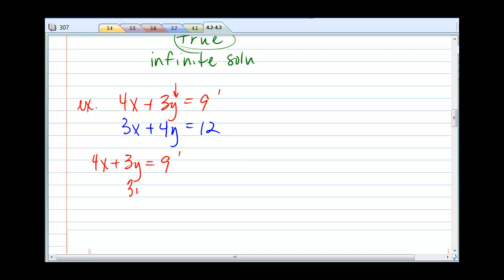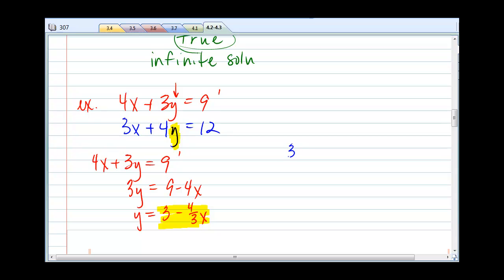So I try to get y by itself. 3y is equal to 9 minus 4x. Then when I divide everything by 3, I get y is equal to 3 minus 4/3 x. So what I have done is I have solved one of my equations for y and found that it's 3 minus 4/3 x. I'm going to take that value and plug it into my second equation for y. So let's do that off to the side.